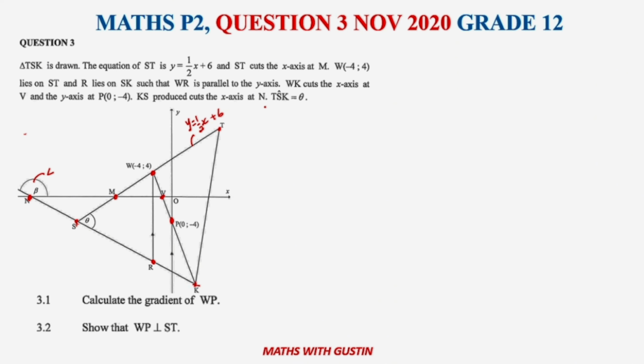I always advise that you read these questions more than once. If you didn't understand it, please reread it nicely and then write down what is given. So let's look at 3.1. It says calculate the gradient of WP. What are the coordinates of W? Do we have them? Yes, we do: (4; 4). Do we have the coordinates of P? Yes, we do: (0; -4). Great stuff. We all know the gradient formula from our formula sheet.